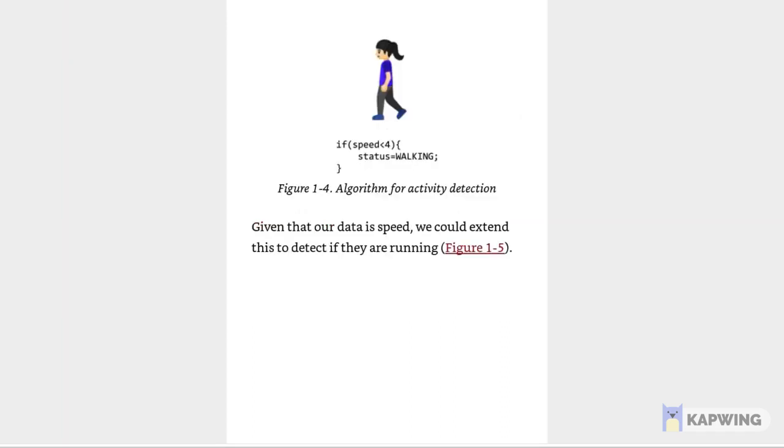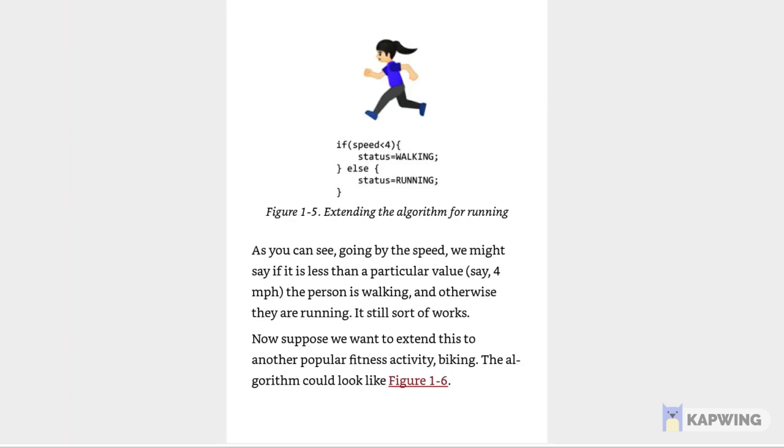So we have figure 1-4 here. See, for this girl, if her speed is less than 4, the status would be that she is walking. Now, if the girl is walking and then the girl is running. If the speed of the girl is less than 4, we'll say that she's walking, else the status would be that she is probably running. So if we go by speed, at a particular value less than 4, the girl is walking, and if the value of speed goes beyond 4, we'll say that she is running.